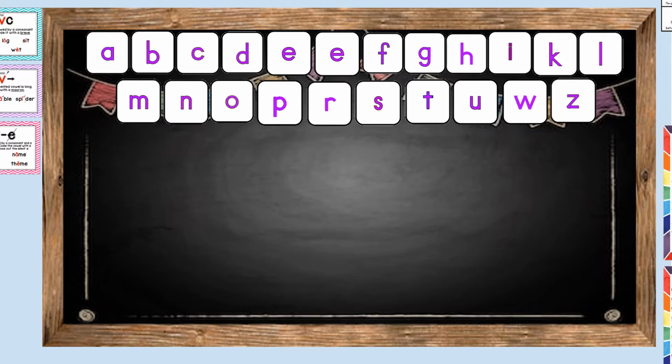Then F, G, H, I, watch out again, K, L, M, N, O, P, R, S, T, U, W, Z. So if you have magnetic letters at home or letter tiles, go ahead and get them out. If you don't, that's okay. Get a paper and pencil and follow along. I'll give you all a minute to get your materials together.